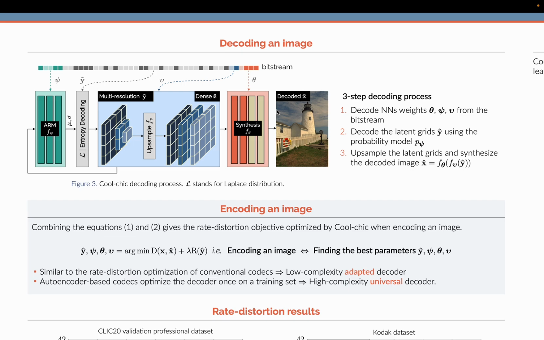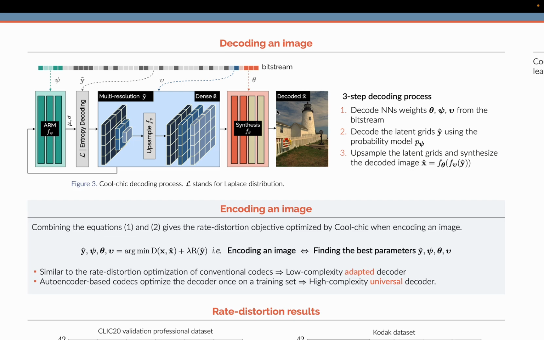will go through two steps. The first one is an upsampling step, which is achieved by a very lightweight neural network, and this allows to obtain a dense representation. Then, this dense representation is fed to the synthesis transform, which is our third and last neural network, and this synthesis maps the dense representation to the decoded images.